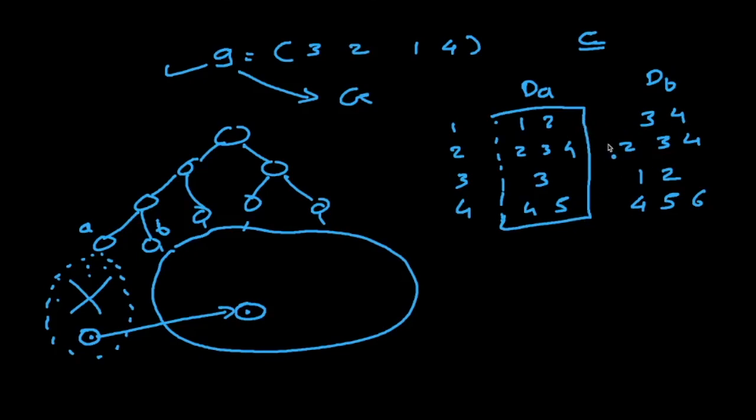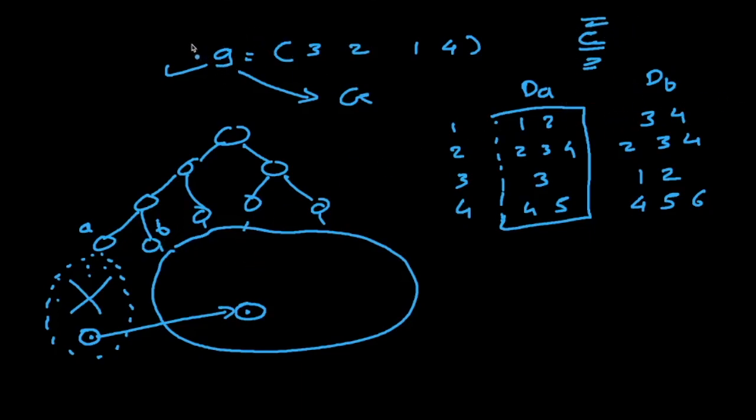So 2, 3, 4 is a subset of 2, 3, 4, 4, 5 is a subset of 4, 5, 6, but 3 and 1, 2 are, neither of them are subsets of each other, and 1, 2 and 3, 4 are also not subsets of each other. So there is nothing to compare here, right? There is no inclusion relationship, there is no equality, nothing between these two domains, right? So there are two different nodes.